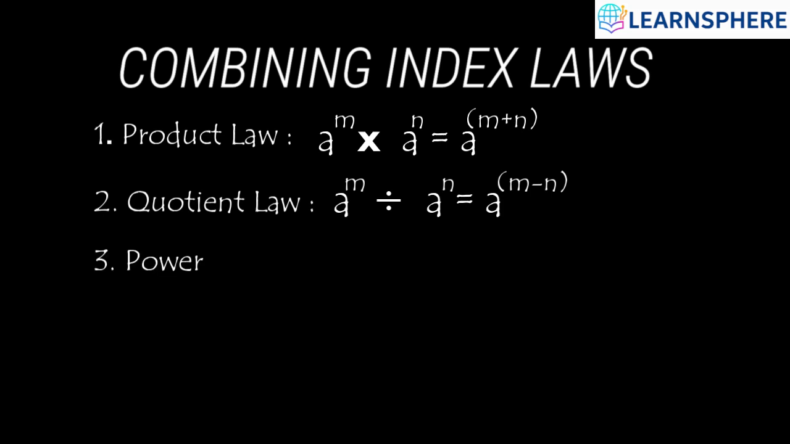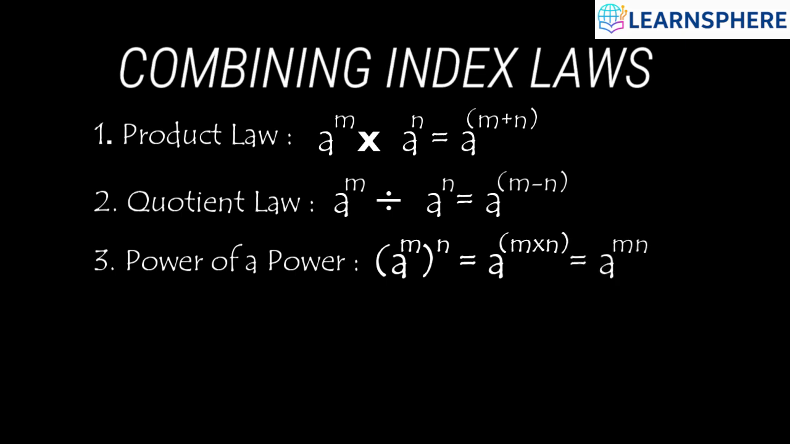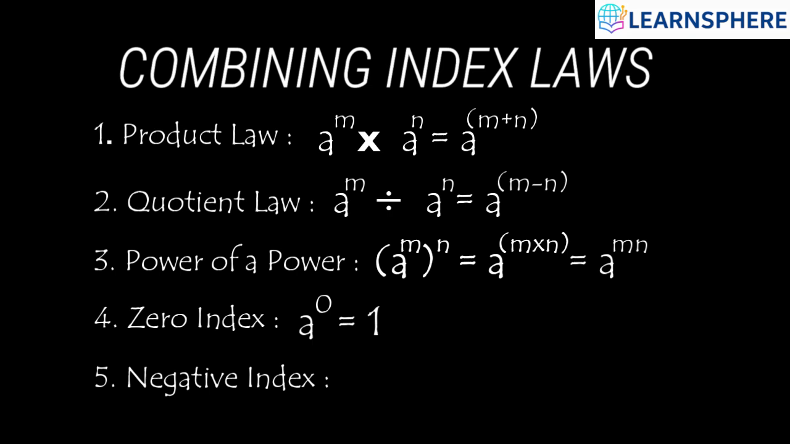For the third law, power of a power, where we have bracket a to the power of m raised to the power of n, in this case, m and n have to be multiplied by each other, where we'll get a to the power of mn. For the fourth law, we have the zero index, where a to the power of 0, or anything to the power of 0, is equal to 1. Lastly, the negative index, where we have a to the power of negative n. To get it to be a positive index, we have to flip it, and therefore we will get 1 over a to the power of n.